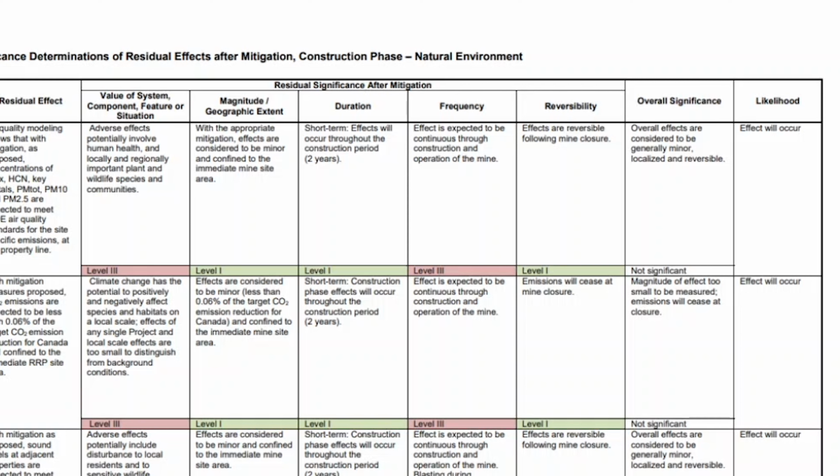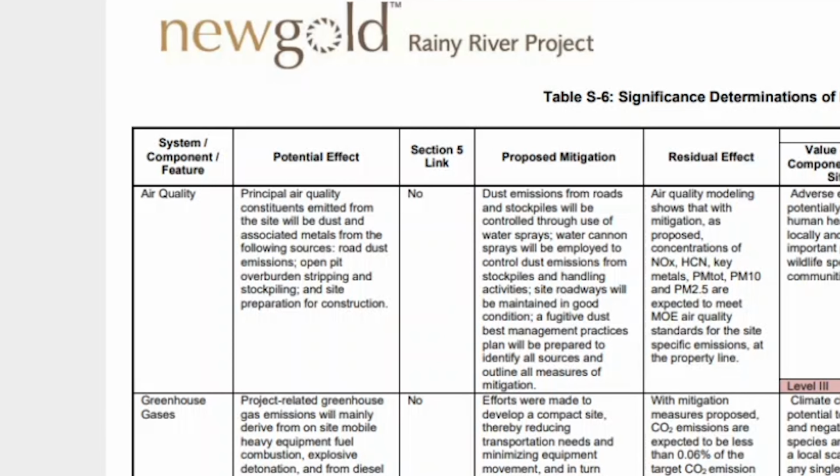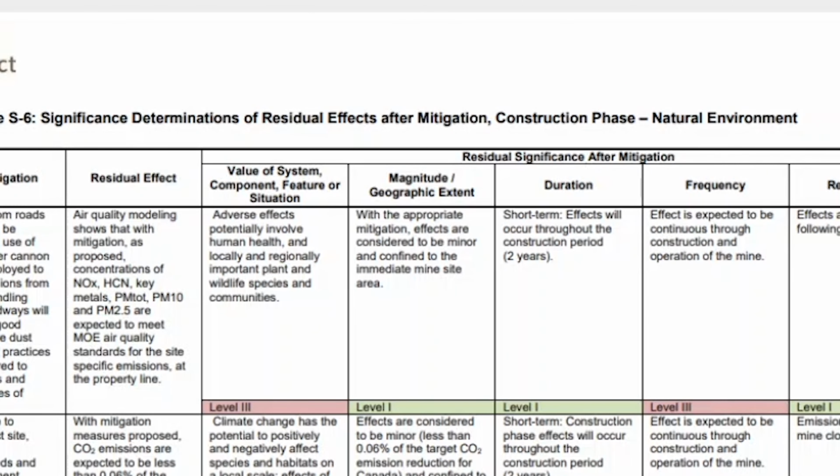So we see just for air quality, the principal air quality constituents emitted from site will be dust and associated metals from the mining. And then the proposed mitigation is that dust emissions from roads and stockpiles will be controlled through use of water sprays, etc. And then air quality modeling shows mitigation as proposed, and then the different concentrations of metals and magnitude with appropriate mitigation effects are considered to be minor.